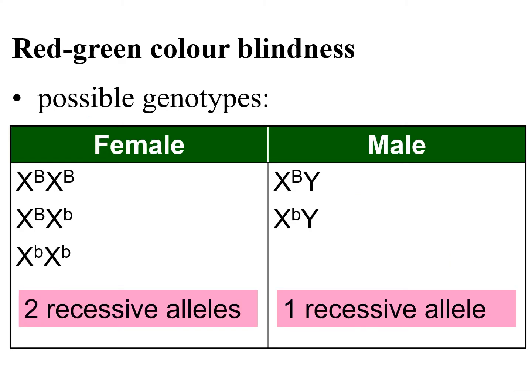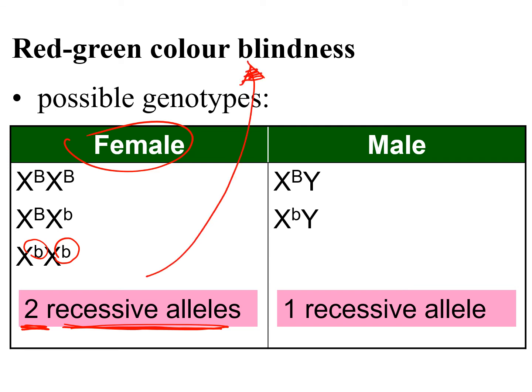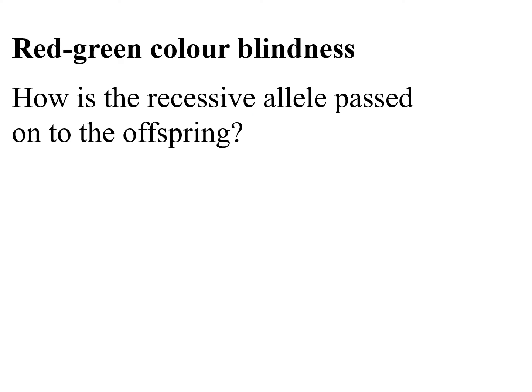Let's take a look at the possible genotypes of a female and a male to form the red-green color blindness. For the female, she has to have two recessive alleles of red-green color blindness to show the red-green color blindness phenotype. While for the male, he only needs one recessive allele like this, enough to show the phenotype of red-green color blindness.